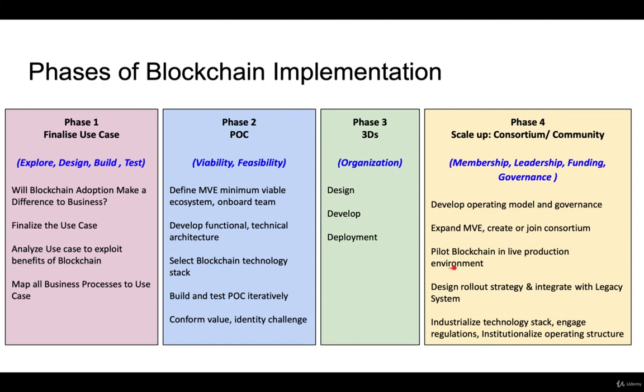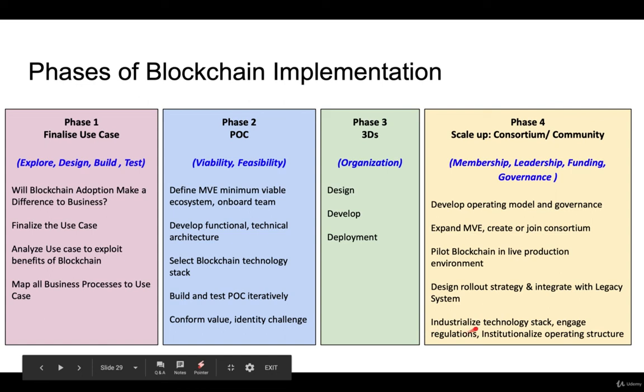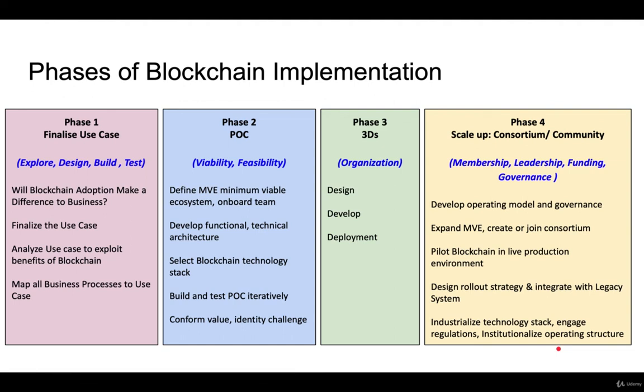Then after this, we can design the rollout strategy and integrate it with the legacy systems which are there in place. Okay, so we don't really need to start from scratch. We can even combine it with the already existing systems. Yeah, we may need to do that because no point in storing all the data from that again back into the blockchain. And after this, we can industrialize the technology stack, we can engage the regulations, and we can institutionalize the operating structure for using the blockchain. That was really helpful.